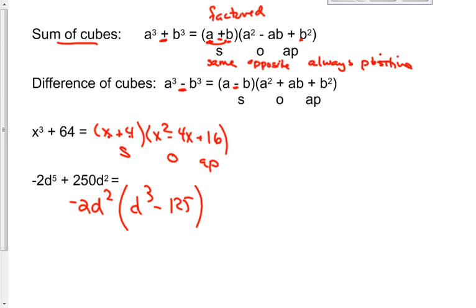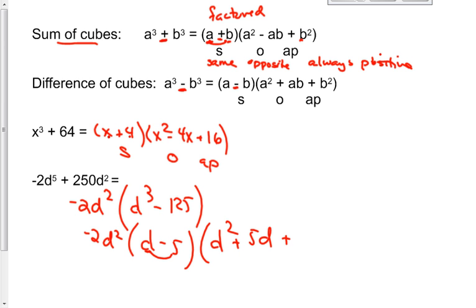Negative 2d squared. d, 125 comes from what? 5. Same sign is minus. First term squared. These two guys multiplied together, 5d, opposite sign. And always plus in the back, your back term squared, 25. d minus 5, d squared plus 5d plus 25.